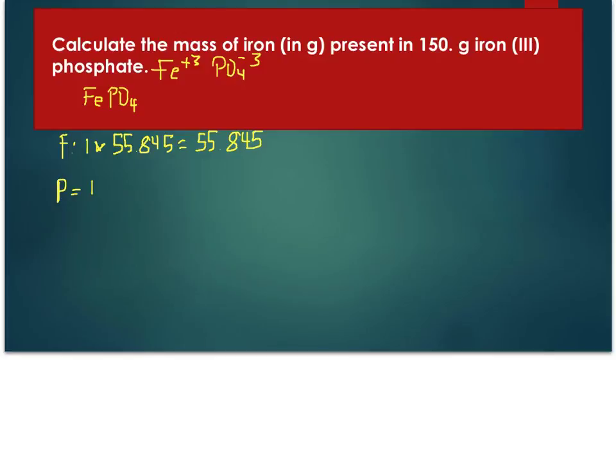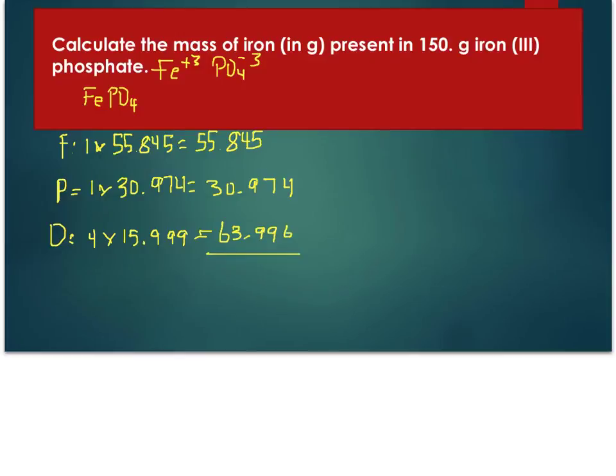Phosphorus 1, and that's times 30.974. For oxygen, we have 4 times 15.999, and that will give us 63.996. We add all these together, we get 150.815, and that is in grams per mole. And we can leave it like this for now.